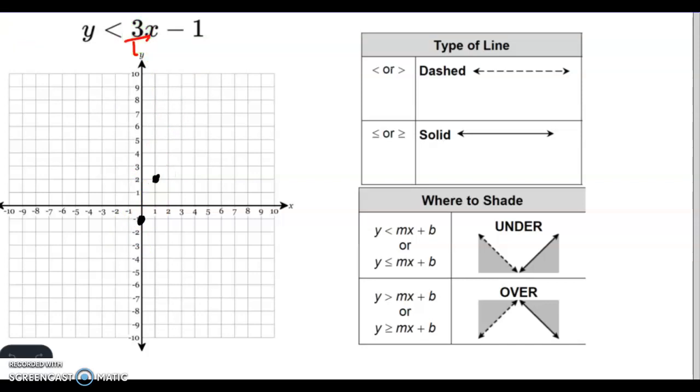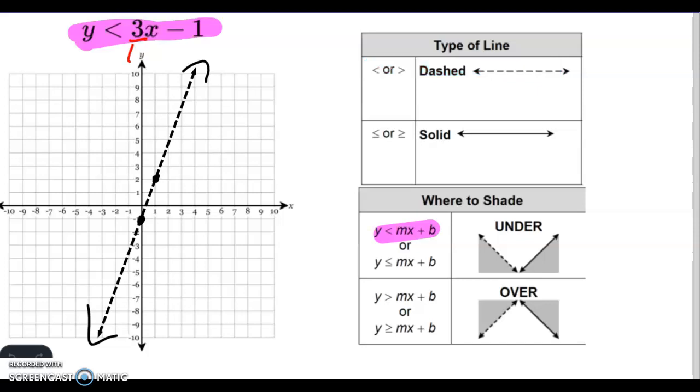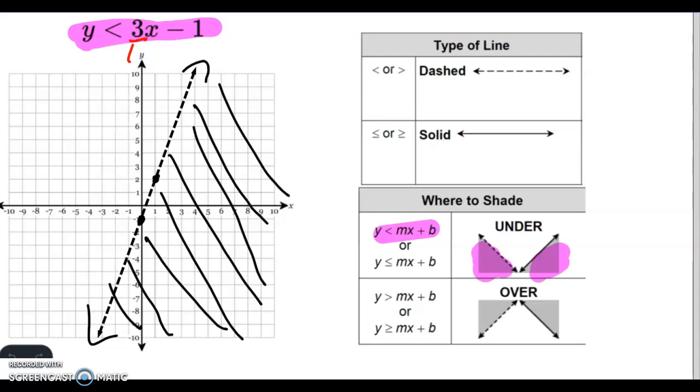So we're ready to go. All we got to do is figure out what type of line we need and where to shade. So because it's not an equal to, we're going to use a dash line. So I'm going to draw a dash line right here. And because it's a less than, again, we're going to shade under and go underneath. And that's it. That is how you graph the linear inequalities when they're in slope-intercept form.